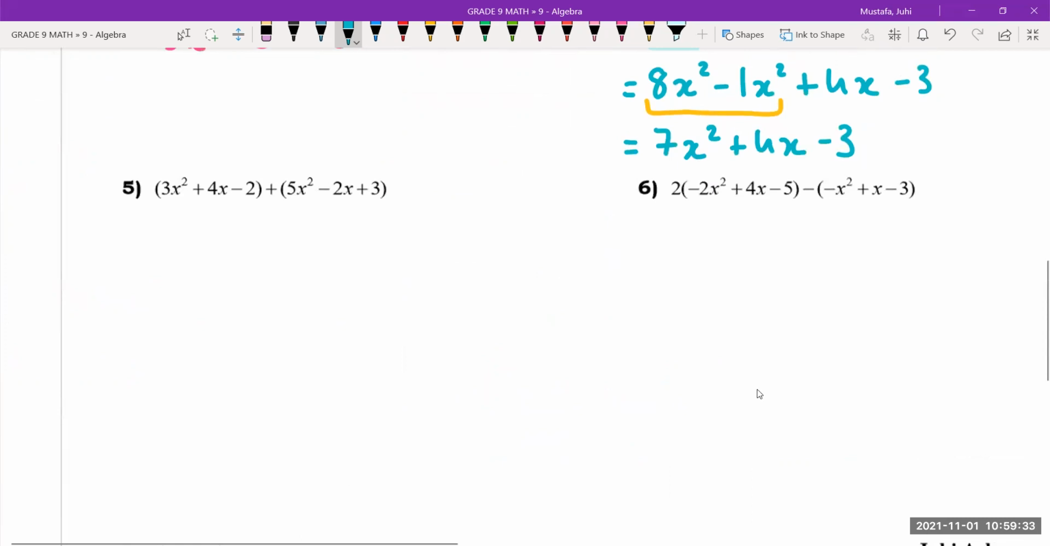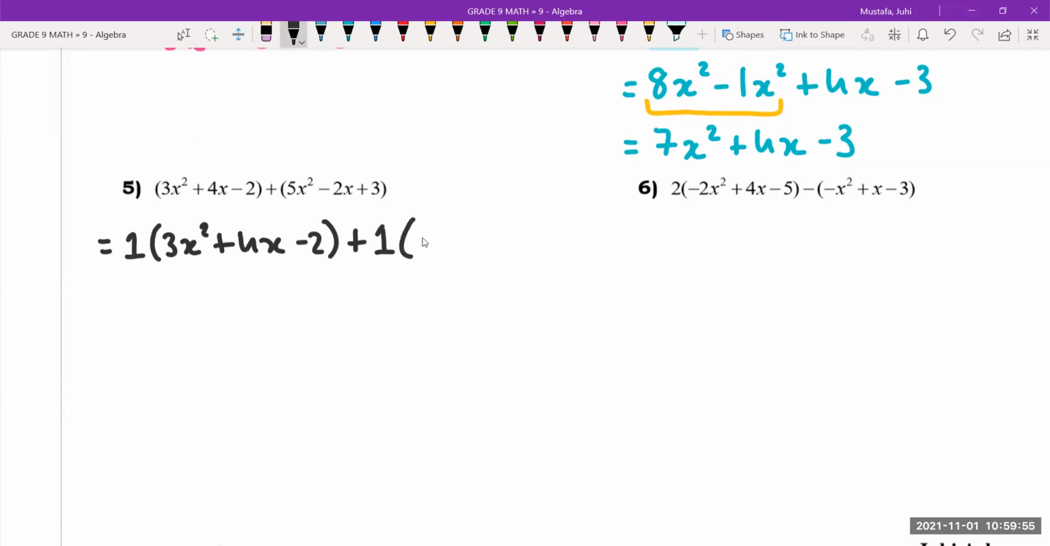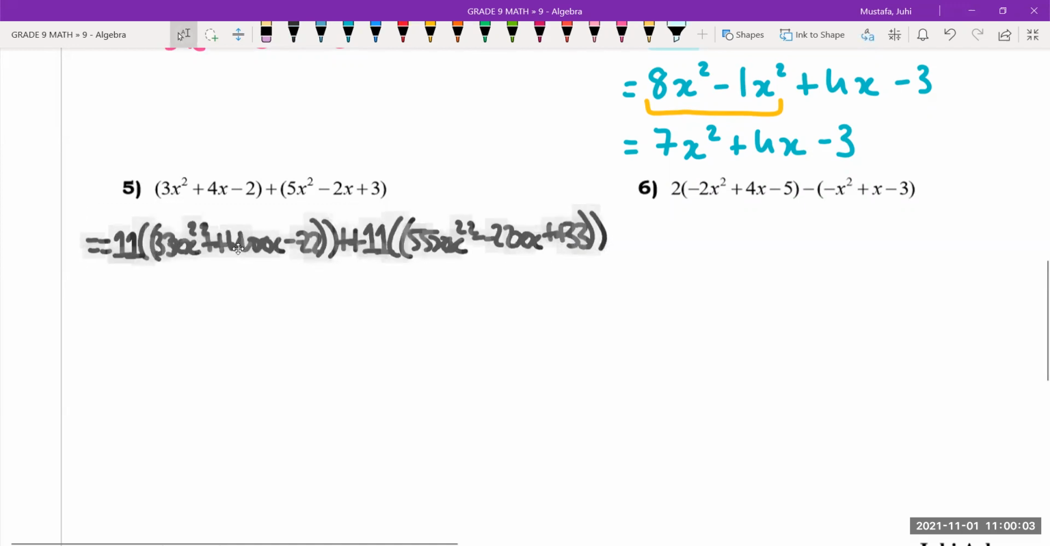I could rewrite question 5 to include what number is in front of this first bracket if there's no number written there. 1. Good, so I'm going to rewrite it. I'm going to write 1 bracket 3x squared plus 4x minus 2. And then what number is in front of this bracket? It's also a +1, and then it's going to be 5x squared minus 2x plus 3. Okay, go ahead and try this question yourselves.